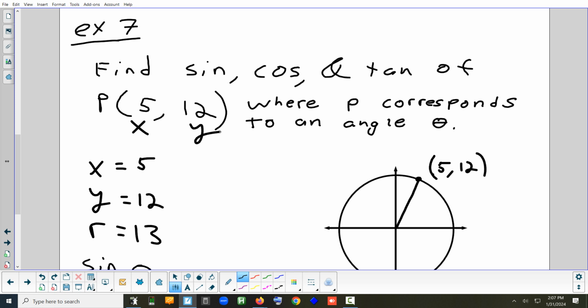It'll always give you two numbers for x and y, and then you have to find r if you're not on the unit circle. If I give you points like 1/2 and root 3 over 2, we already know those are on the unit circle, so you don't have to worry about r. But say you gave us 4, 10. Then you have to find r. Just plug it into the Pythagorean theorem to find the radius.